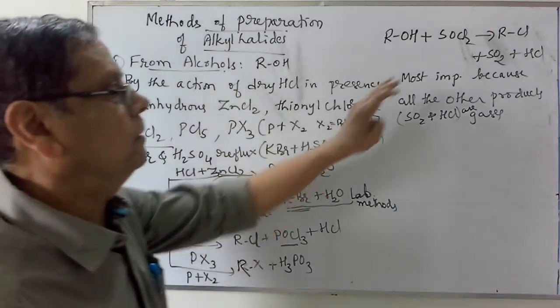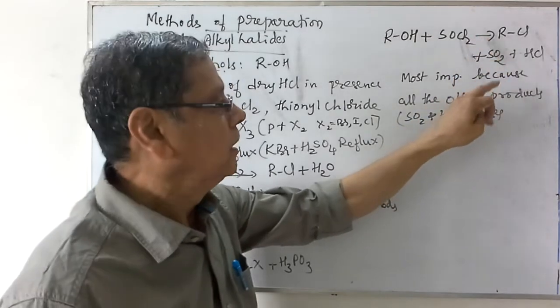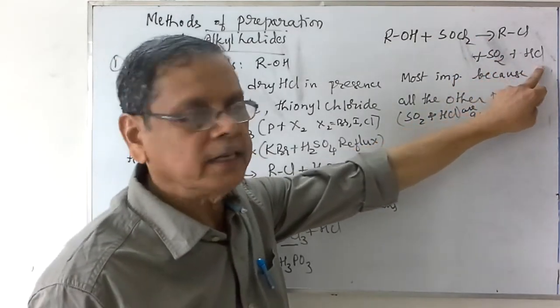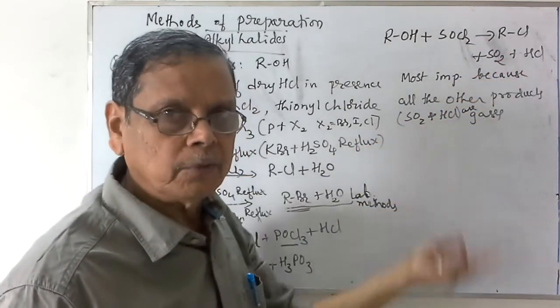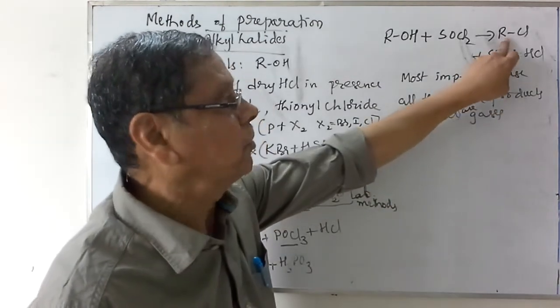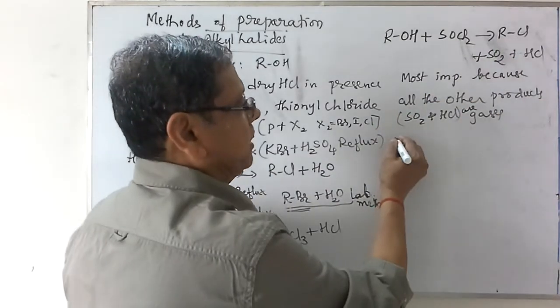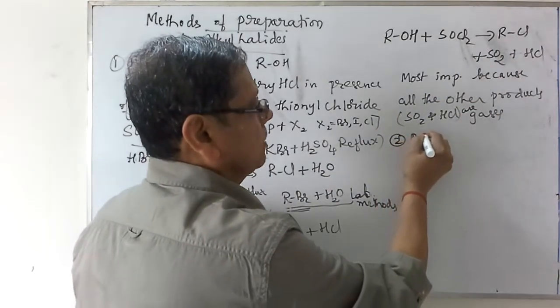But most important to get the purest form is by using thionyl chloride. It is because the sulfur dioxide and HCl produced are gaseous, therefore the product is always the purest form. The second method is from alkenes.